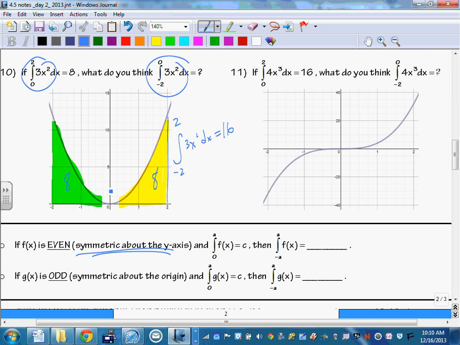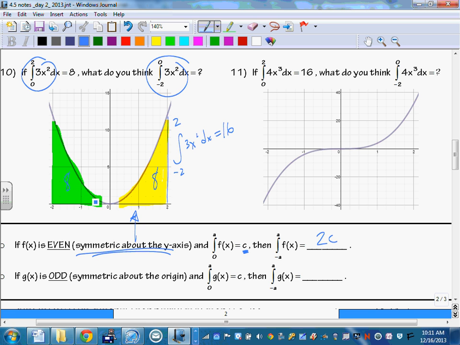So if we have an even function like we did up here, and the definite integral from 0 to a of f of x is c, then the definite integral from negative a to a, so for an even function, if we go from the negative value to the same value but positive, it's just going to be twice that, right? So it would be double that.